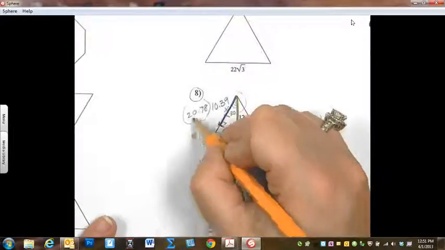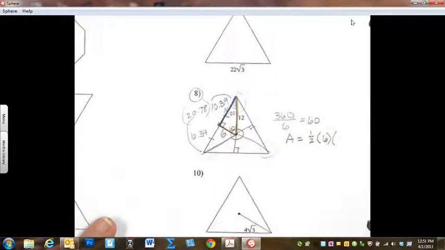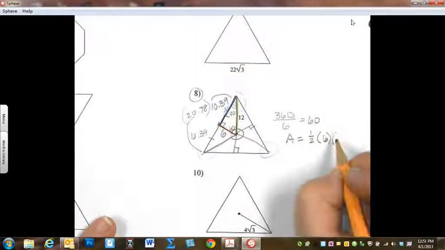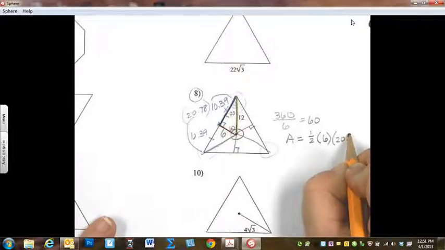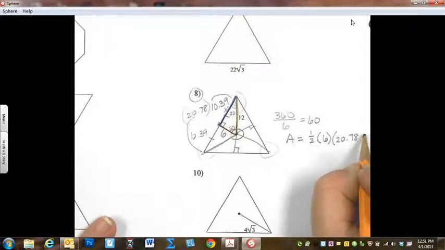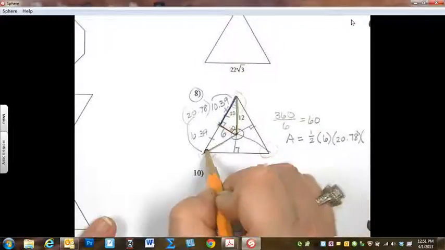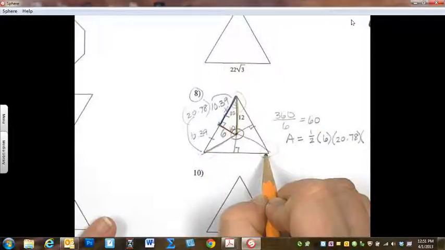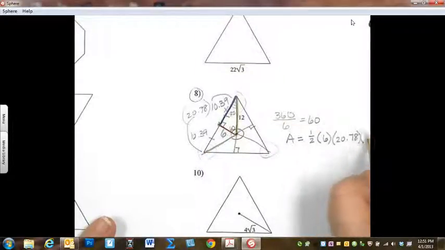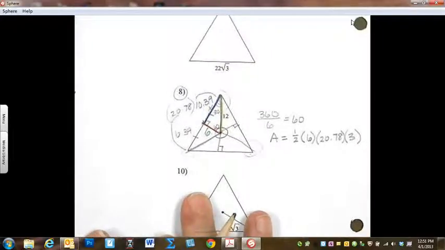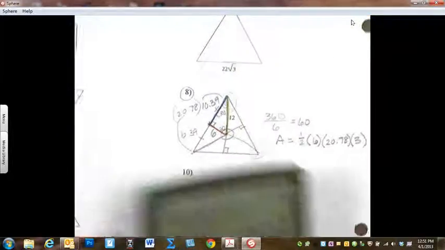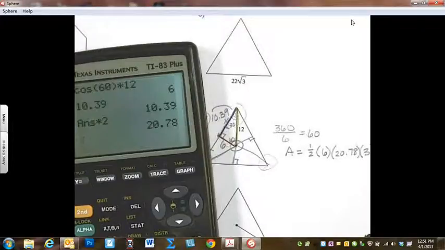That's this whole side from here to here. So that's going to go in as one side, and how many of those do I have? I have 3 of them. This is 20.78, this is 20.78, and this is 20.78. So we have 3 of those sides. I'm just going to put that whole thing right there in my calculator.